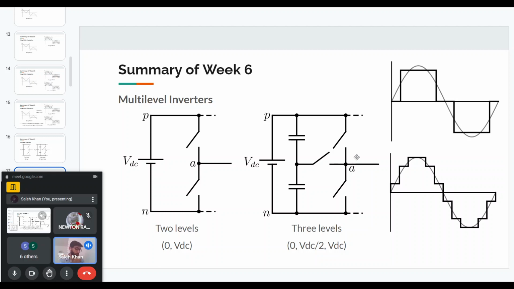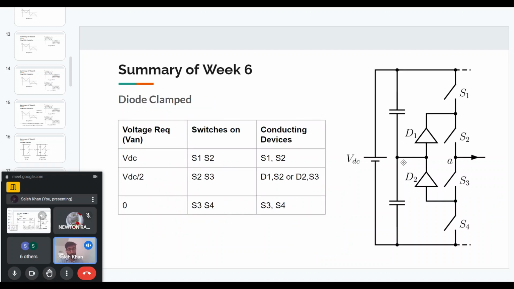I was just showing for illustration that if we take these 2 points, A and the negative point, for this type of converter we will have 2 levels, and for the 3-level inverter we will have 3 levels, and then we can have multiple half bridges to get the actual AC voltage. So this was diode clamped.